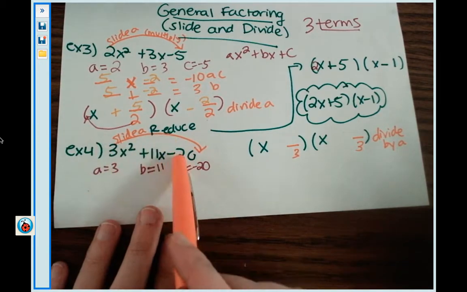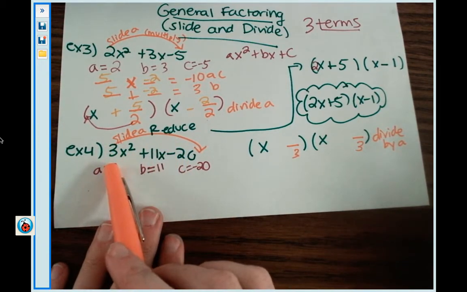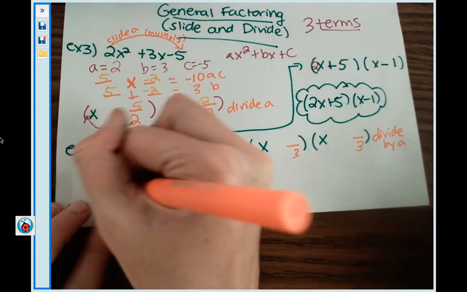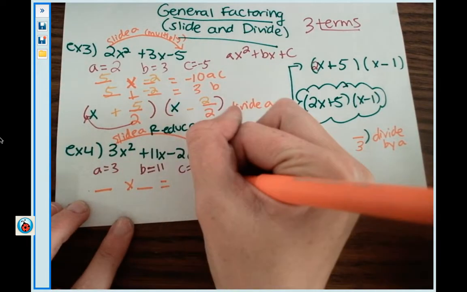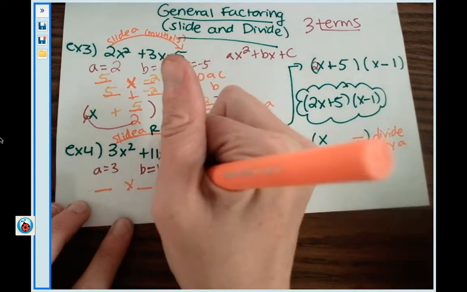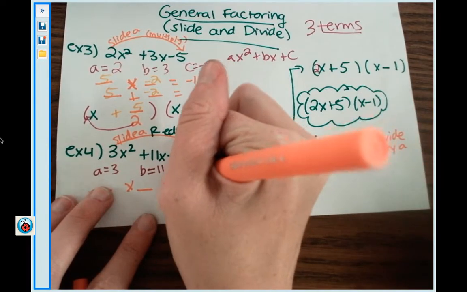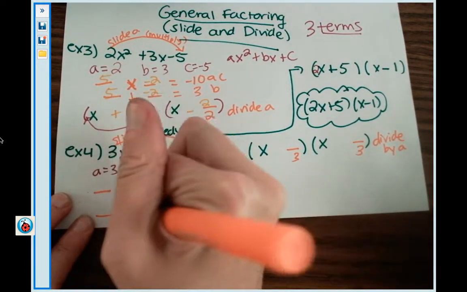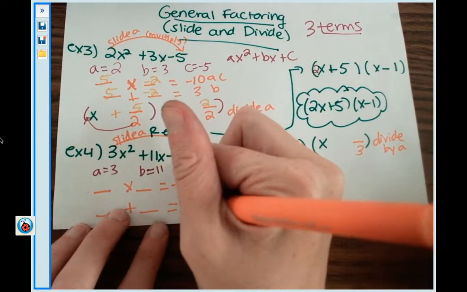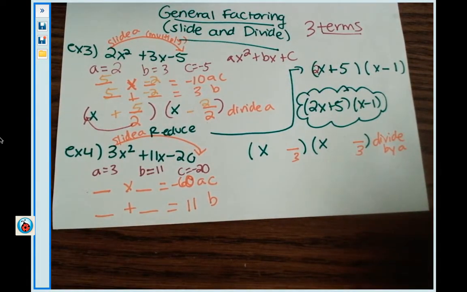Okay, so let's keep going. So I'm going to slide A over to C. A times C, so 3 times negative 20 will give me a negative 60. So I'm trying to find 2 numbers that multiply to be A times C, which is what we just did, 3 times negative 20, which is negative 60. But then I'm also trying to find 2 numbers that add to be B, which my B is 11. Okay, so let's think about it. We need 2 numbers that multiply to be negative 60 and add to be 11. Let's think.